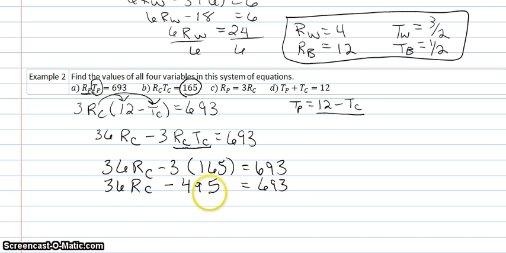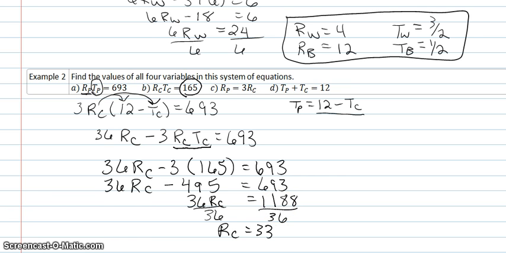Then I'll add 495 to move it to the other side. That'll be 1188. That's what 36r sub c is equal to. Then I just need to divide both sides by 36. So r sub c equals 33.